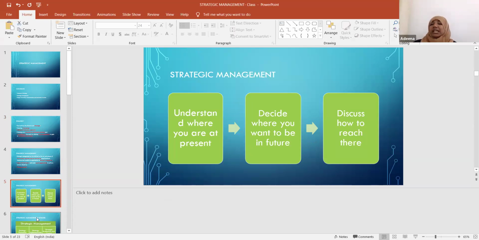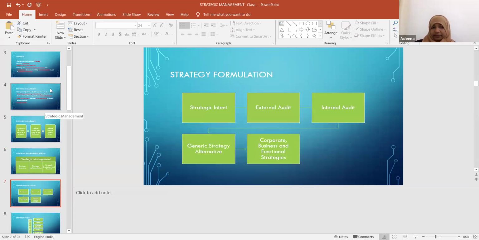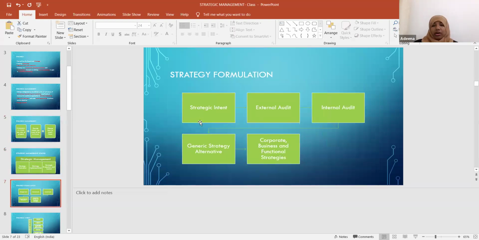So let's see the various stages of strategic management. Strategic management could simply be divided into three different stages. First is the formation stage, second is the implementation stage, and finally, evaluation and control. So let's see what strategic formation is. The first stage is strategic formation, and we will see this stage in detail today. And the other two stages we will see in the next session. All right. So strategic formation consists of strategic intent, internal audit, external audit, generic strategy alternative, and finally, corporate, business and functional strategies.